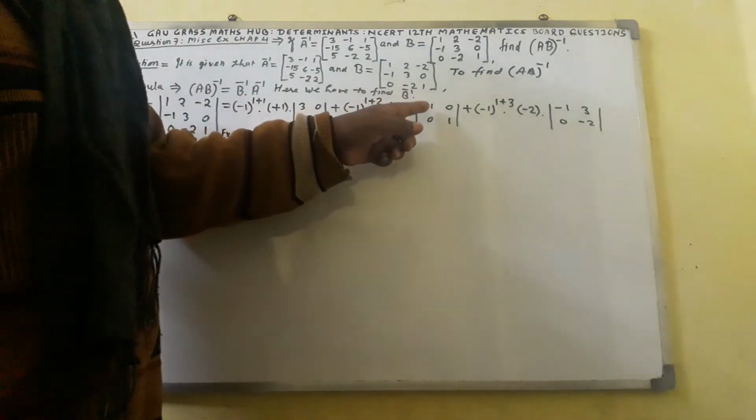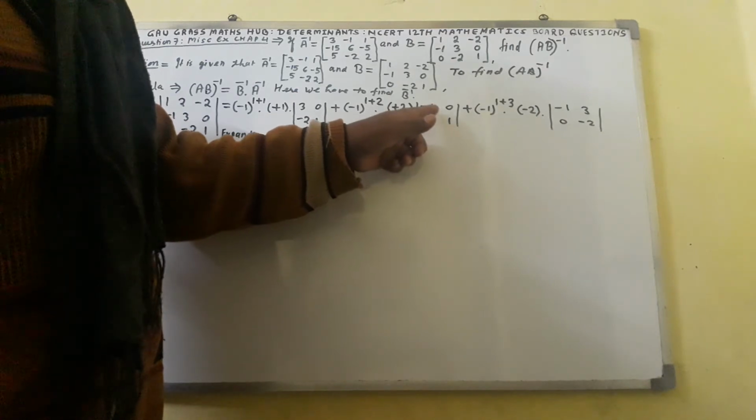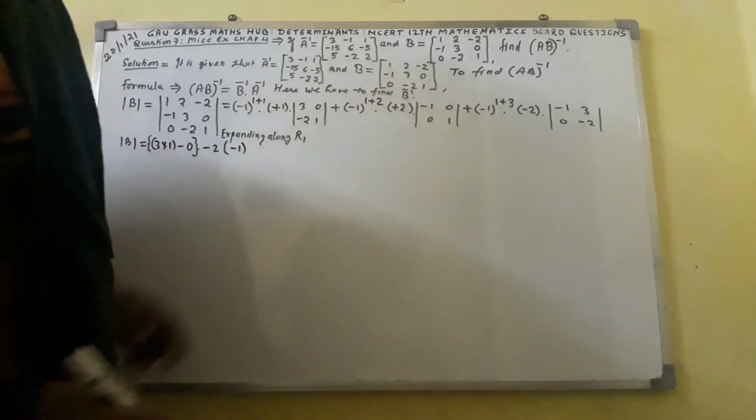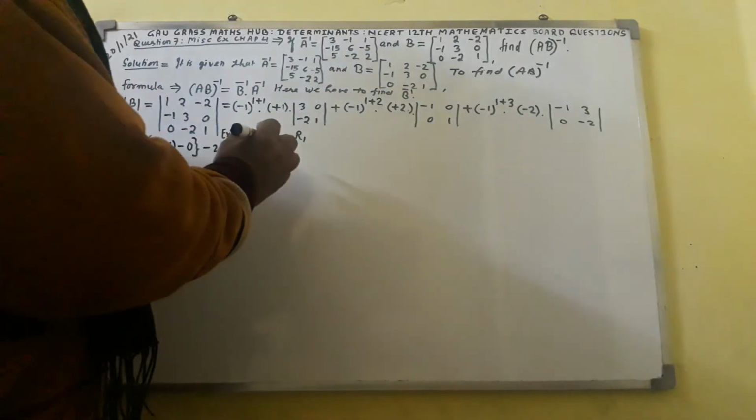Elements of the principal diagonal, minus 1 and 1, will multiply together. We'll get here only minus 1. So here write minus 1. And elements of the reverse diagonal, 0 and 0, will multiply together. We'll get here minus 0.